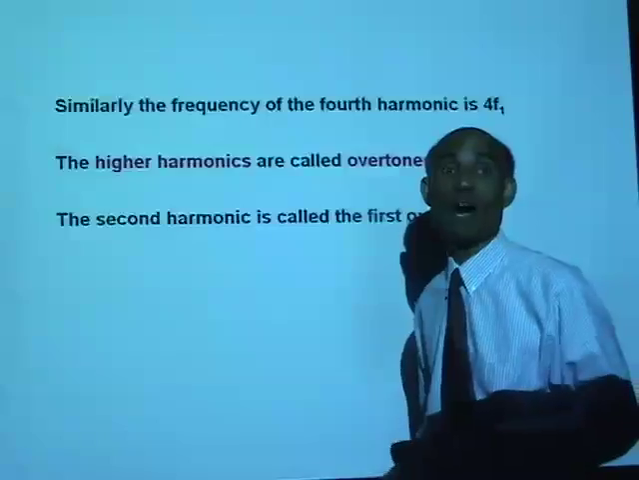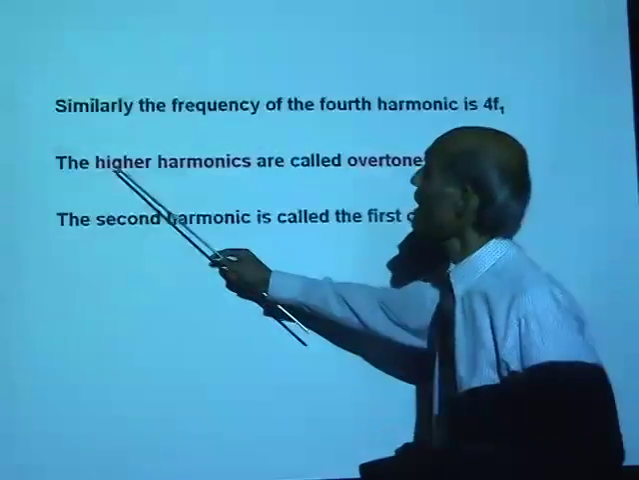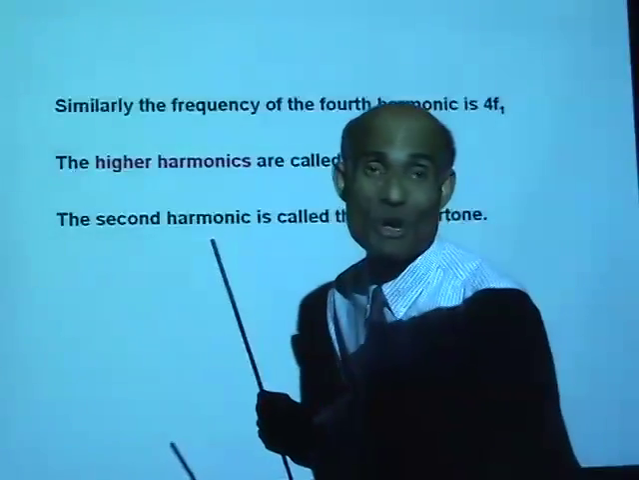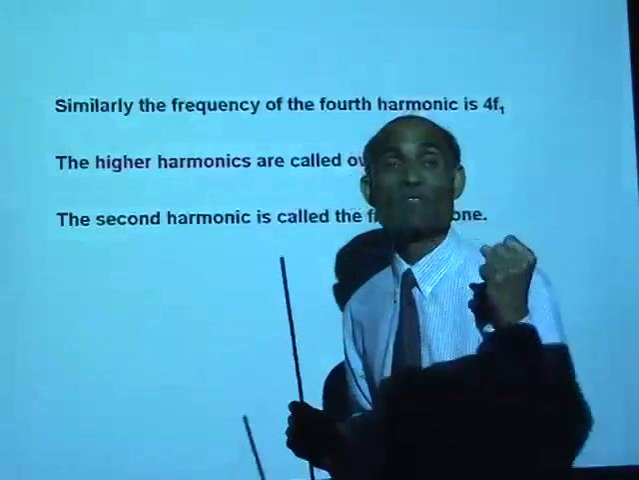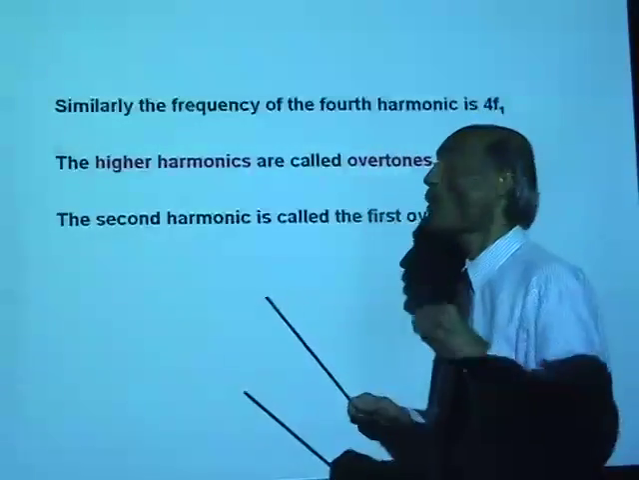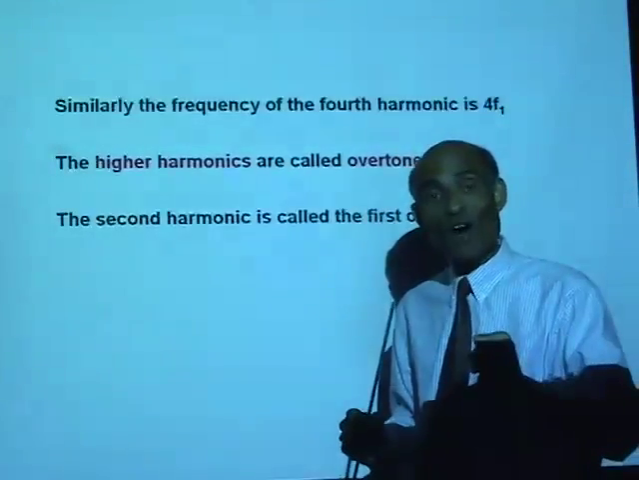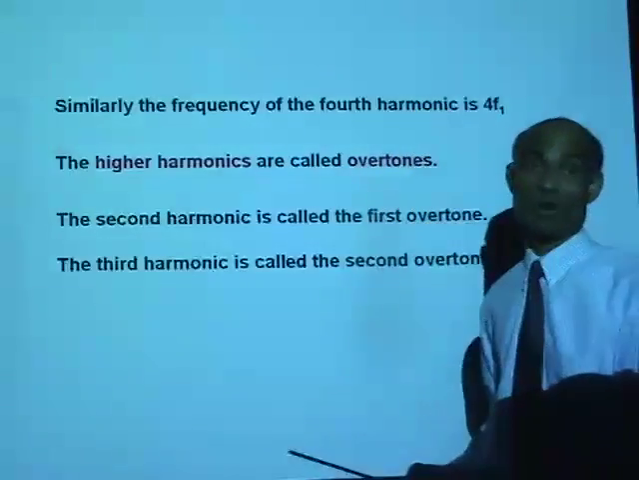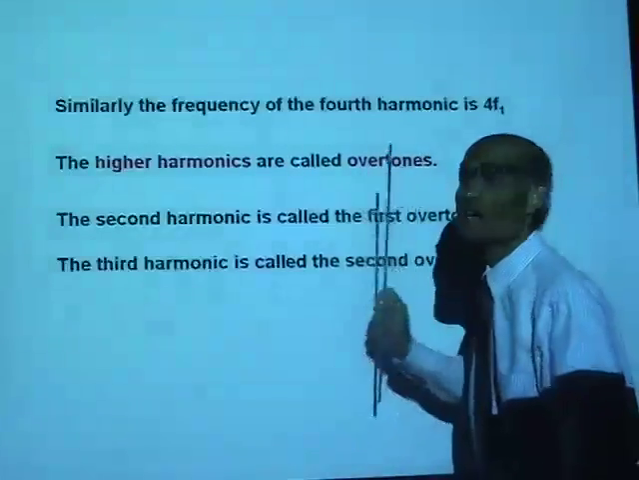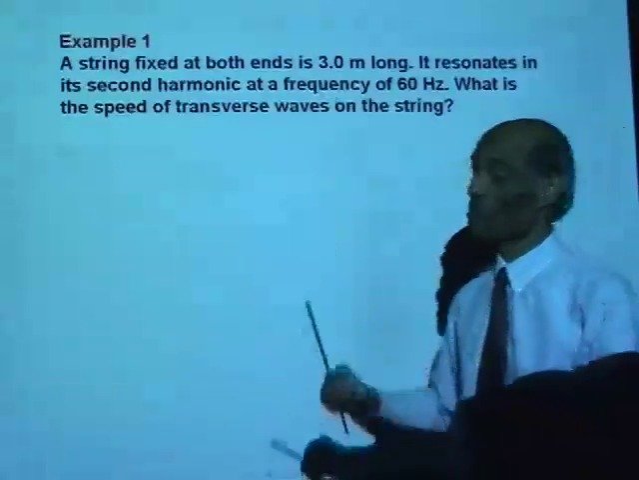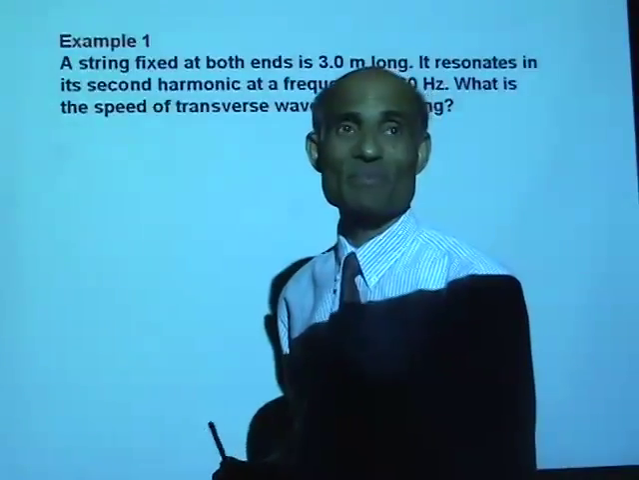The fourth harmonic. Now, the higher harmonics are also called overtones. The second harmonic is called the first overtone. The third harmonic is called the second overtone, and so on. So, overtones are higher harmonics. Let's now solve a couple of problems.